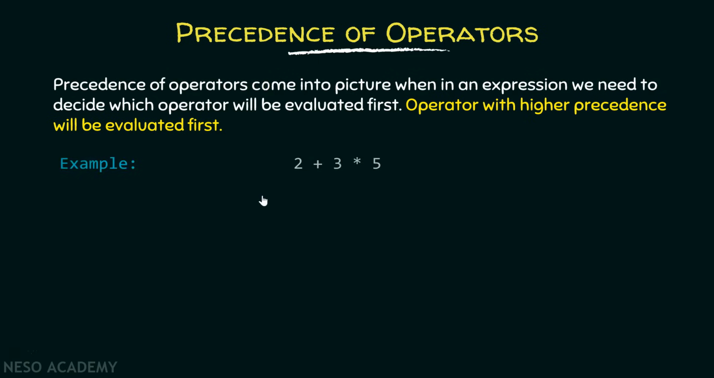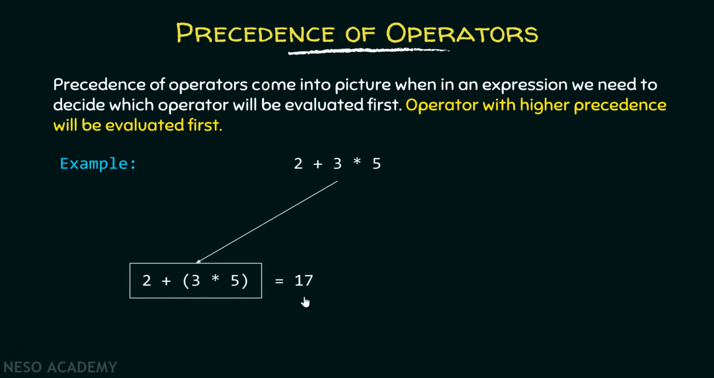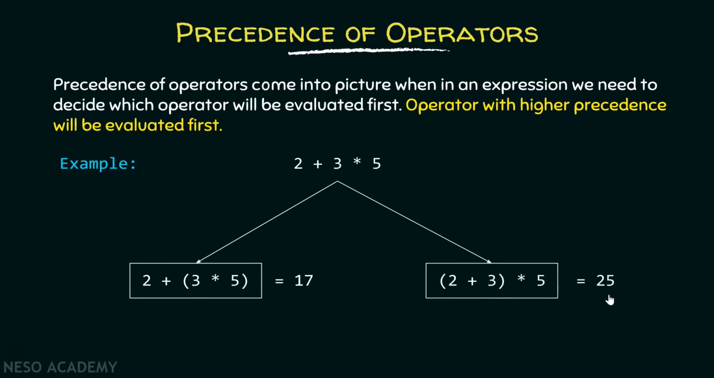For example, we have this expression in which we have a plus operator and a multiplication operator. Maybe this particular operator will be evaluated first, and then it will produce the answer 17, because 5 threes are 15 and 15 plus 2 is 17. Or maybe this particular operator will be evaluated first and it will result in the value 25: 2 plus 3 is equal to 5, and 5 into 5 is equal to 25, right? Now which one is correct?